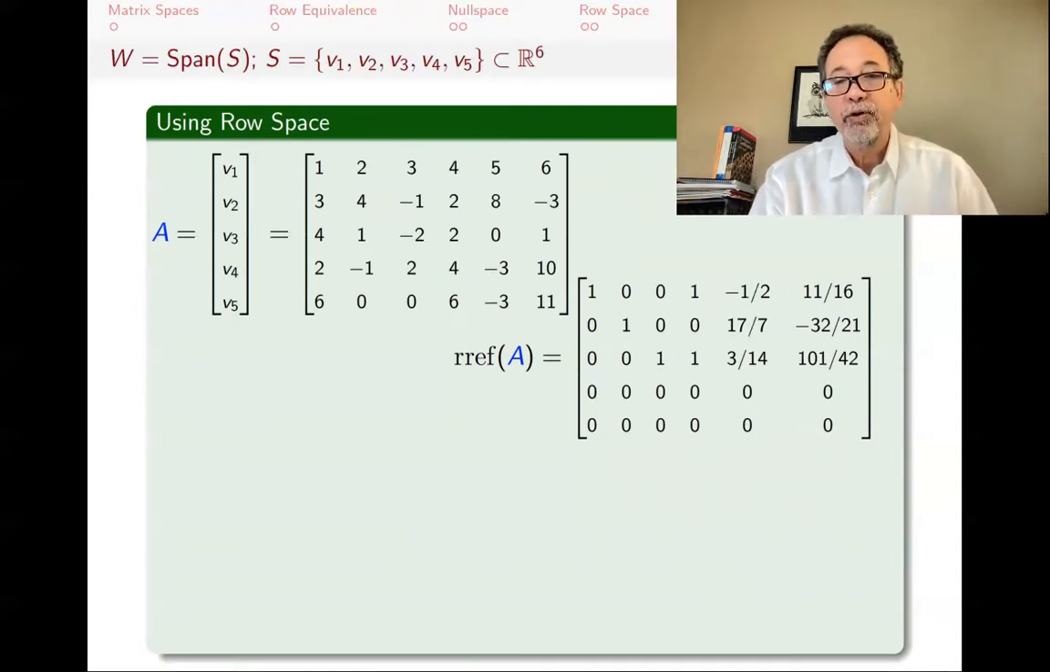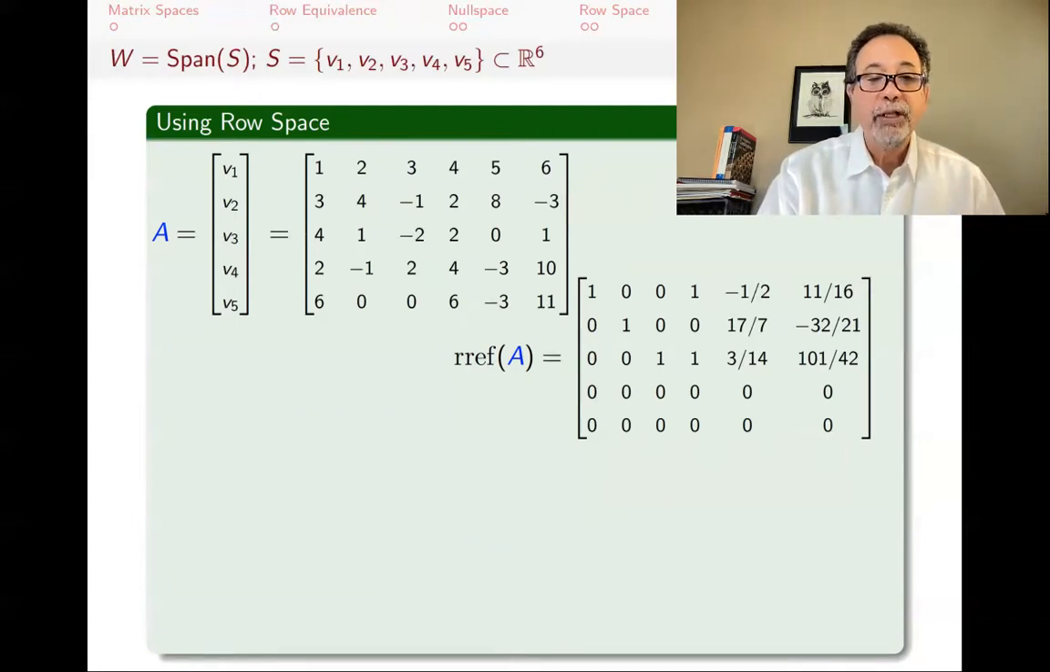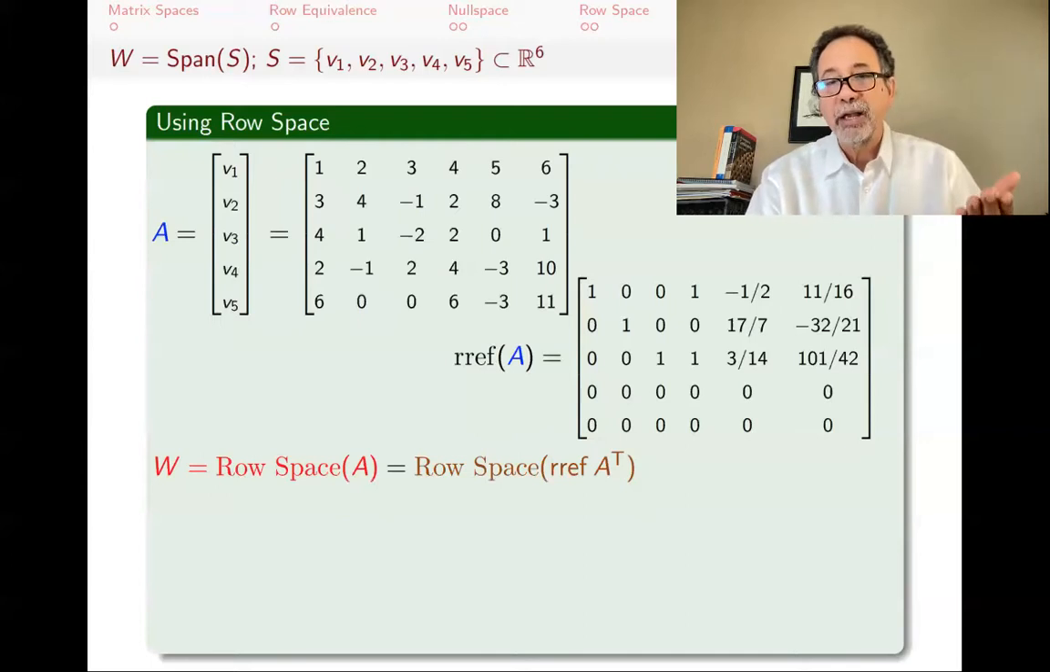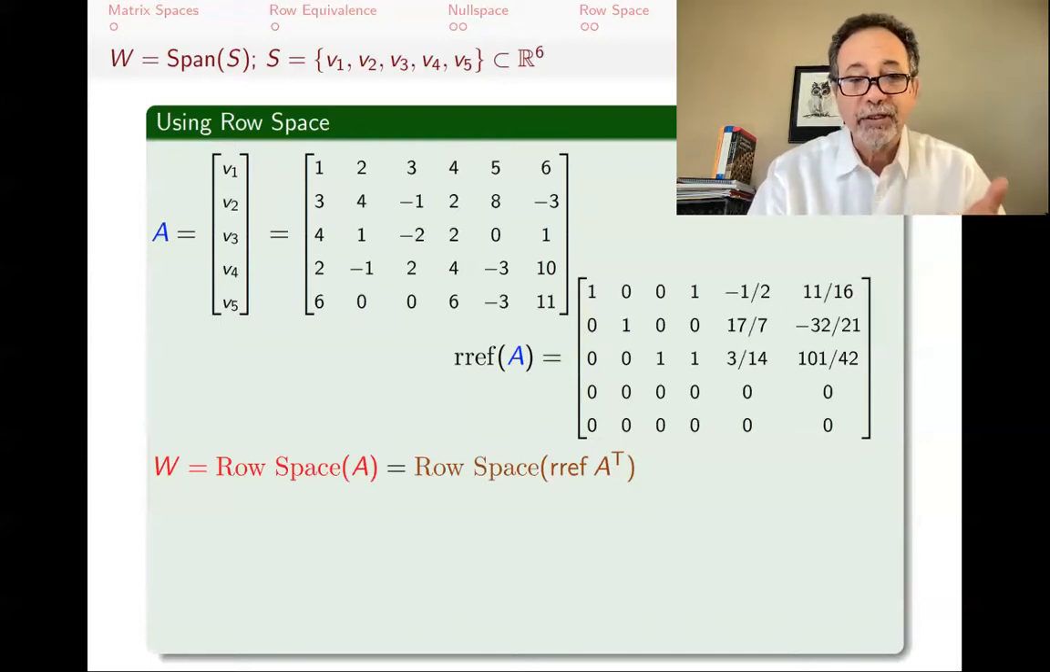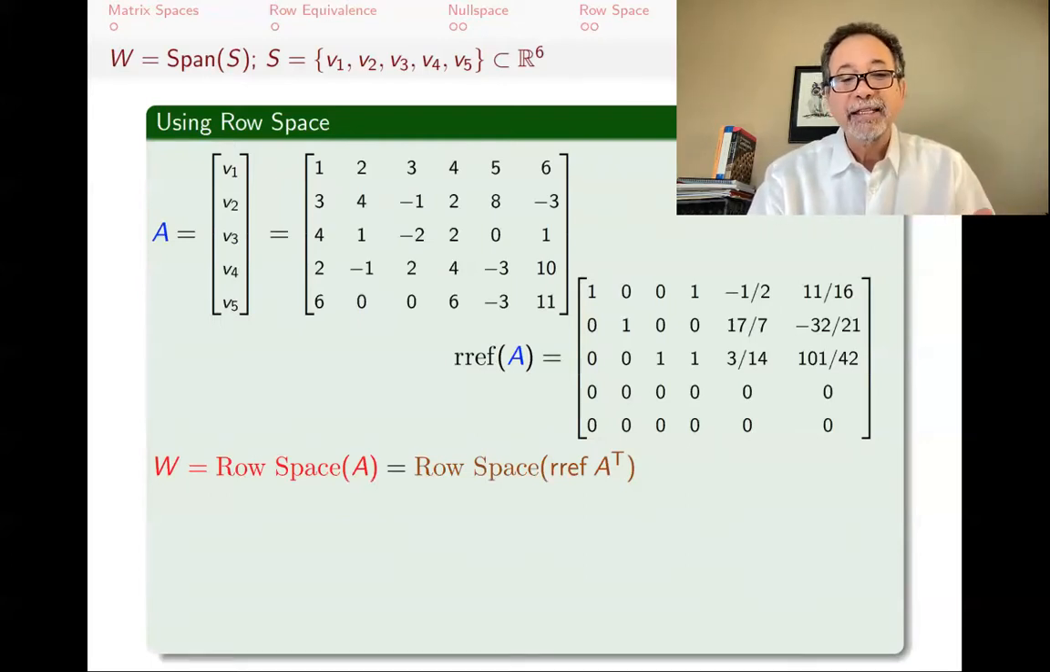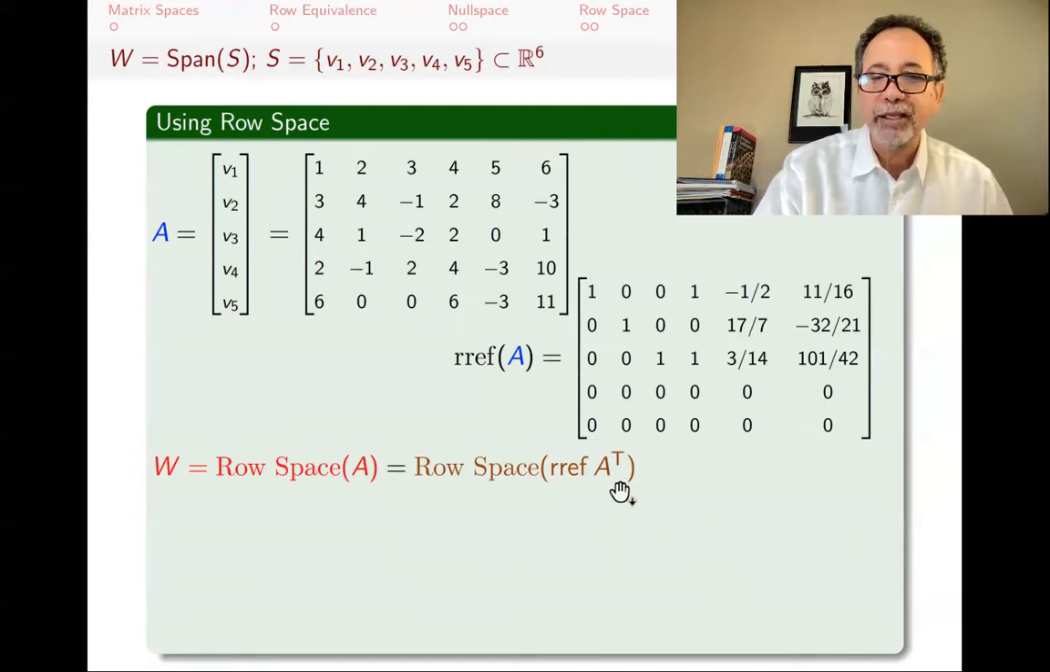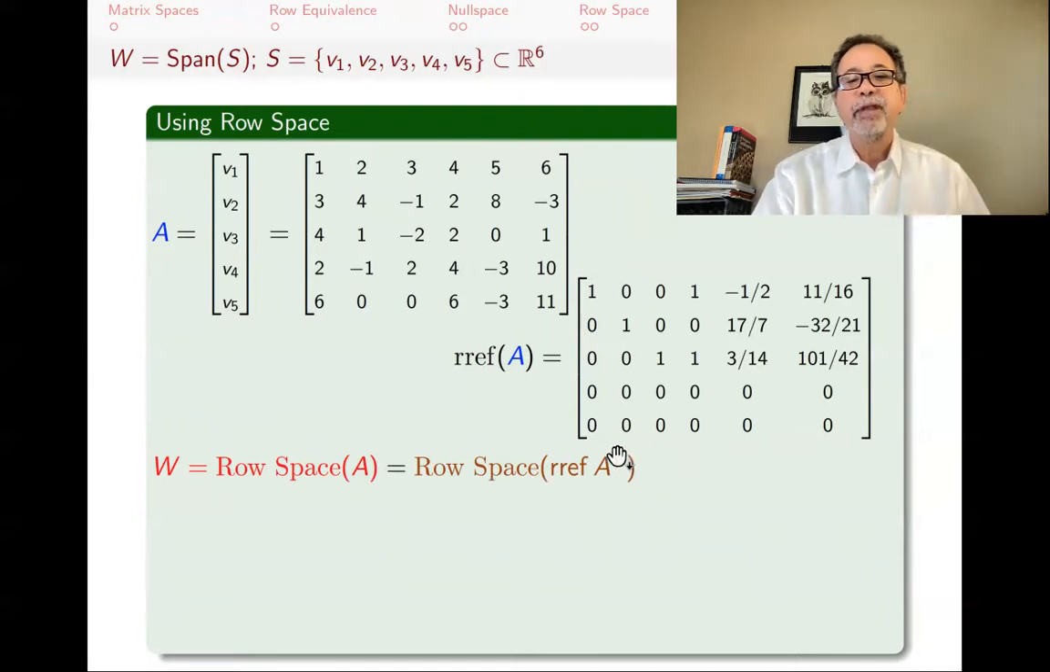So this is the reduced row echelon form of A. So what? Well, then I can say that W, the subspace of interest, is the row space of A, but the row space of A is the same as the row space of the reduced row echelon form of A. This is a typo. This should not be A transpose. It's just A.